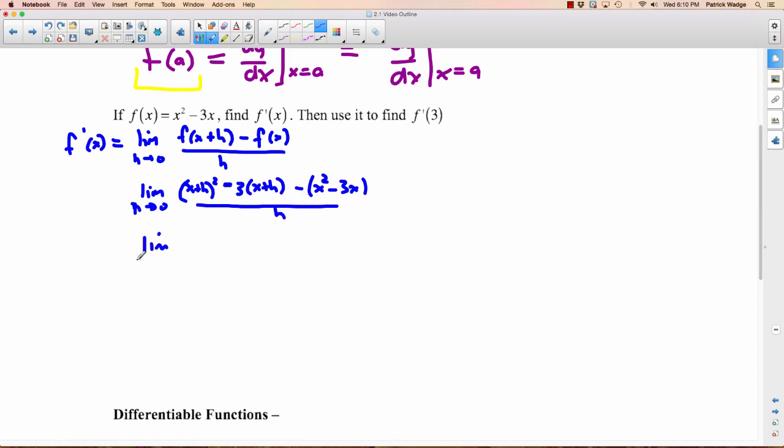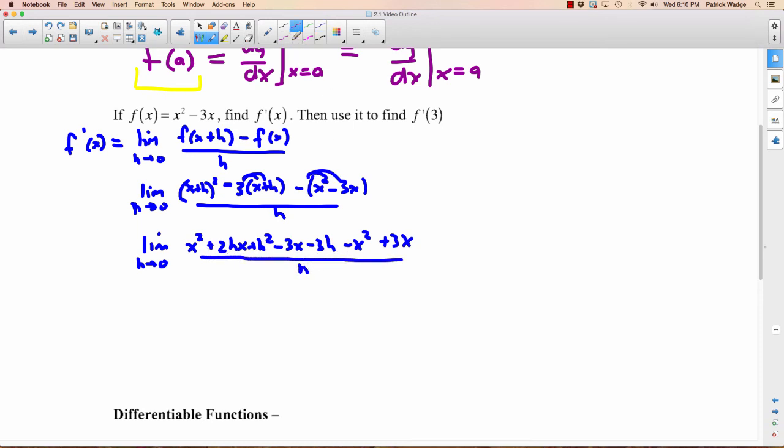Now it's just straight algebra. X plus h squared equals x squared plus 2xh, or 2hx, I guess if I put it in alphabetical order, and then h squared. Distributive property here, I have minus 3x and minus 3h, minus x squared and plus 3x, all divided by h. This is the best part because a lot of stuff will always cancel.